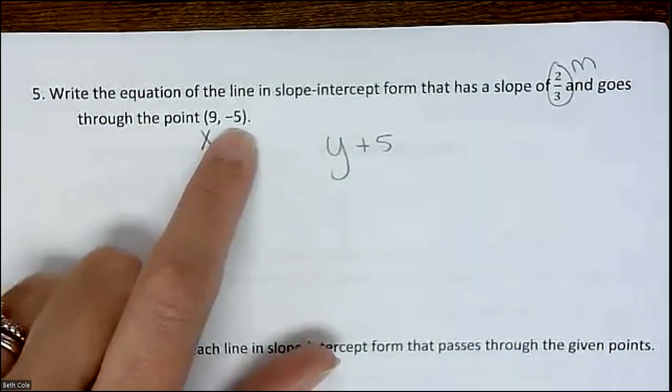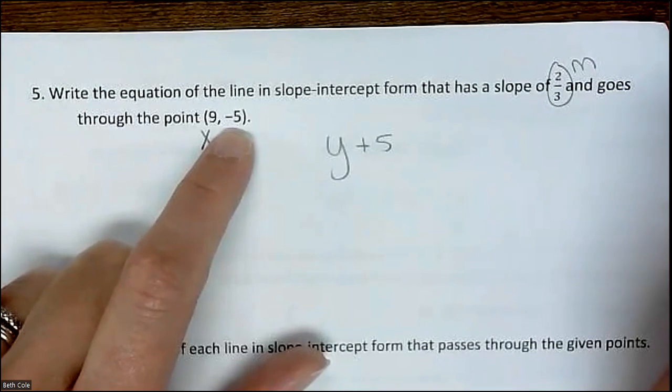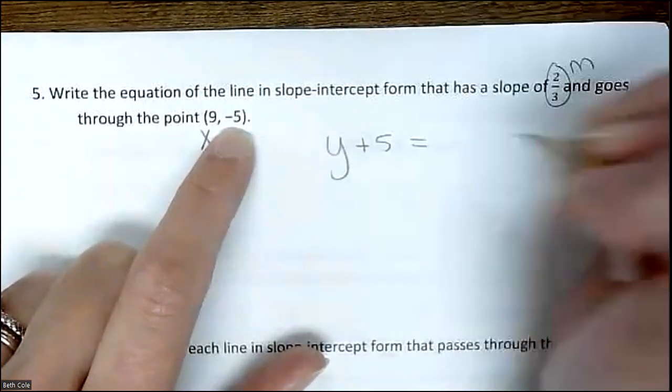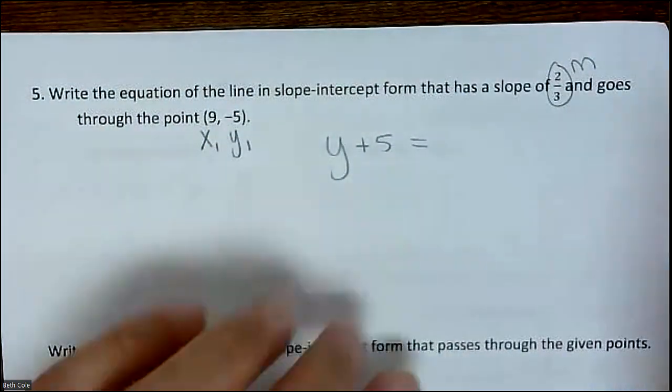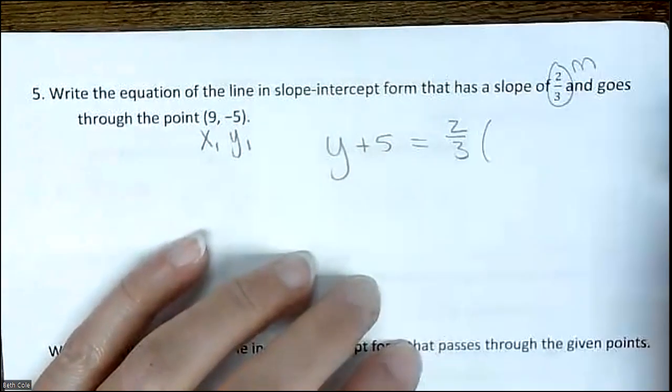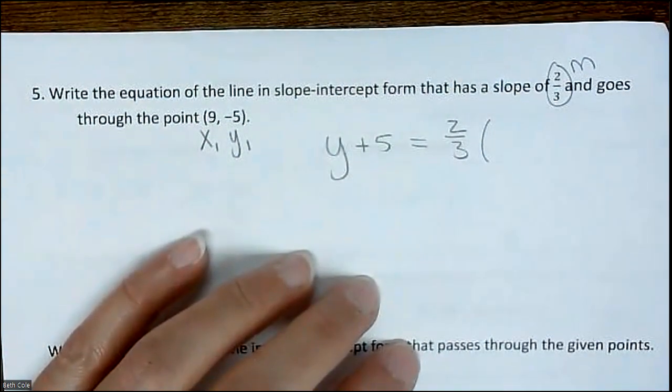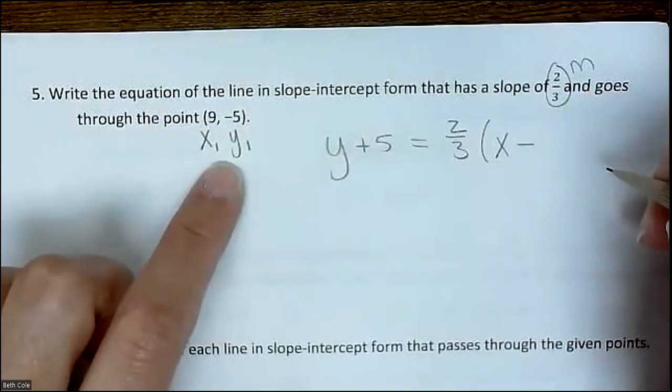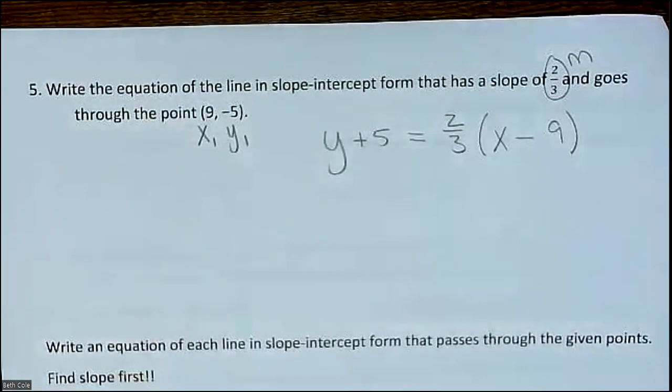So how much run in x for the run in y? Work on that. All right, equals, then what comes next? Good. Parenthesis, x minus 9. And again, it is only 2 steps.